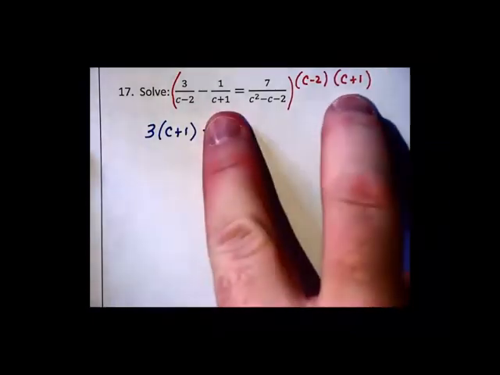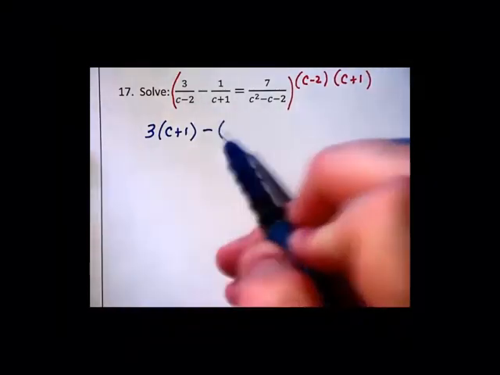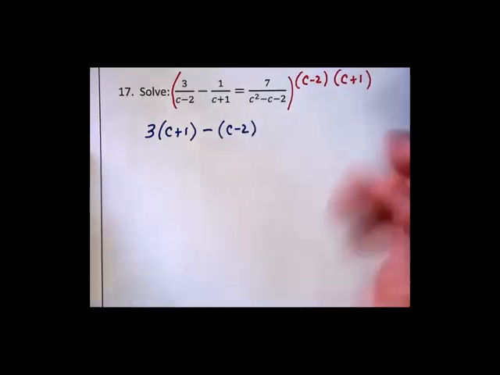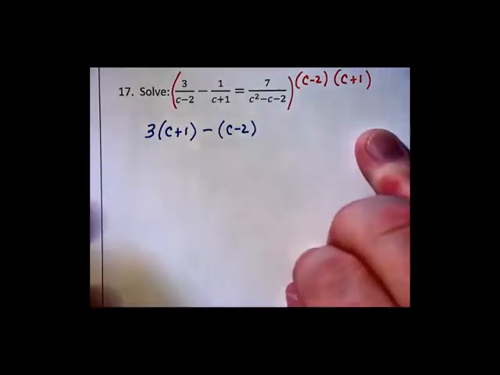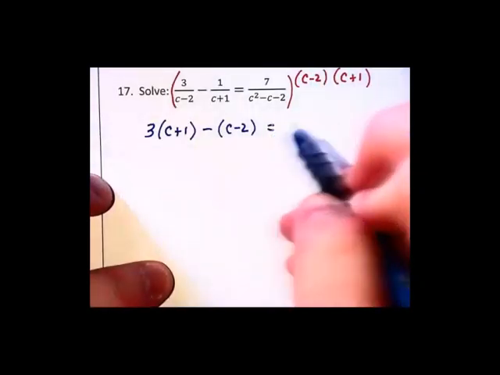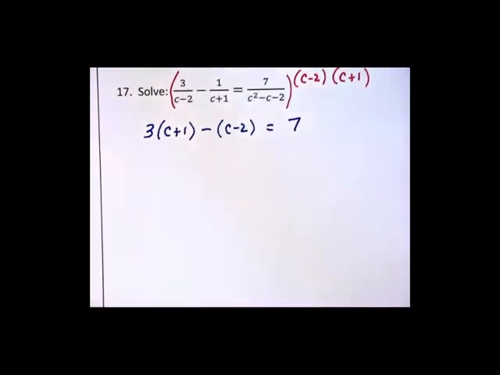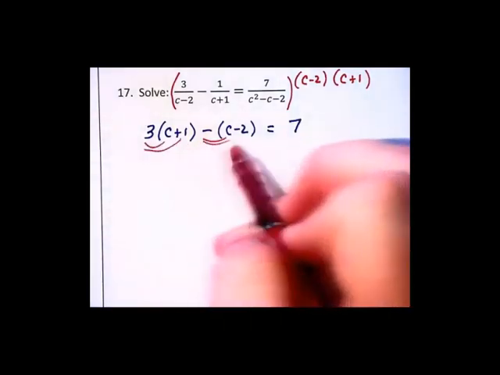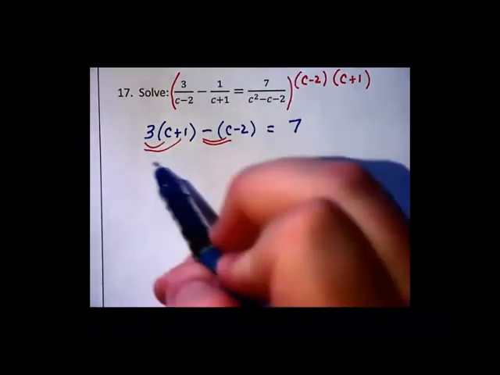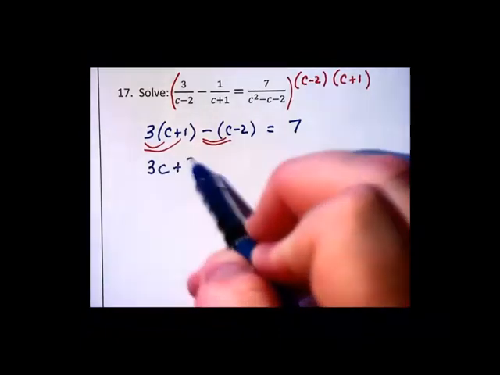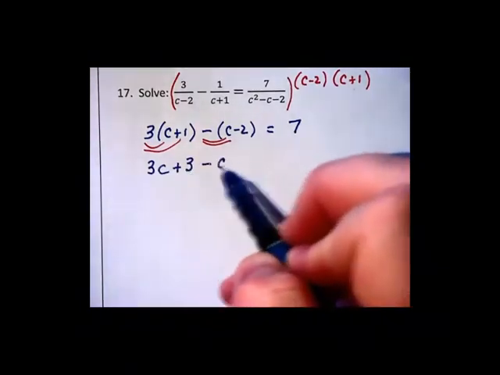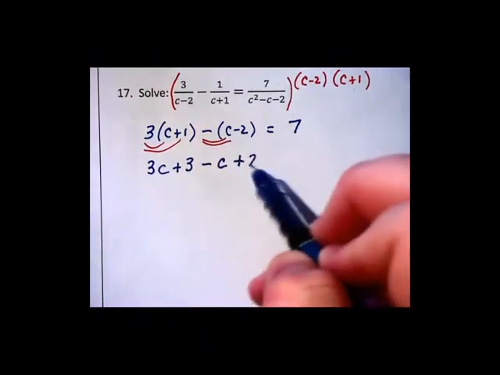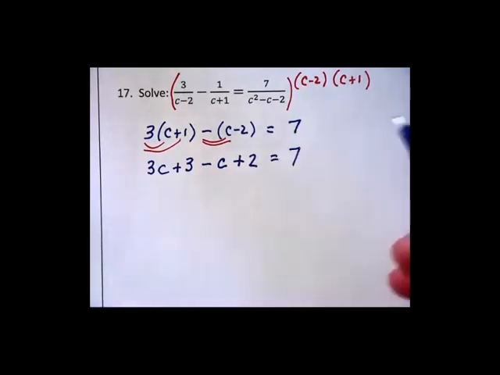c plus 1's cancel, leaving c minus 2. Notice the parentheses so that I can distribute that negative. Equals, on the right, everything cancels, just leaving the 7 up above. Now we're going to do some distribution, including with that negative. We get 3c plus 3 minus c plus 2 equals 7.